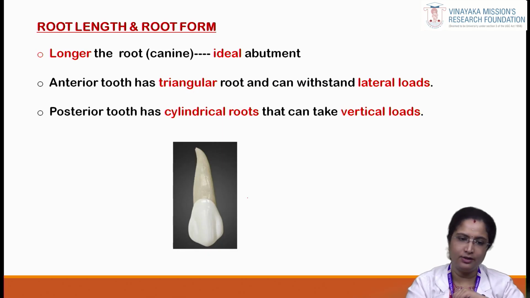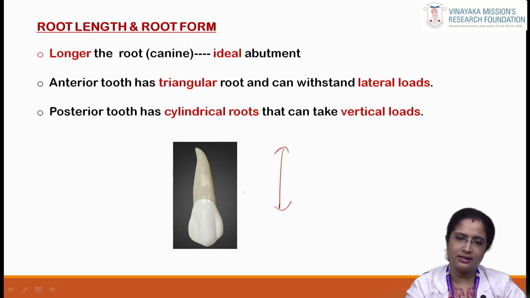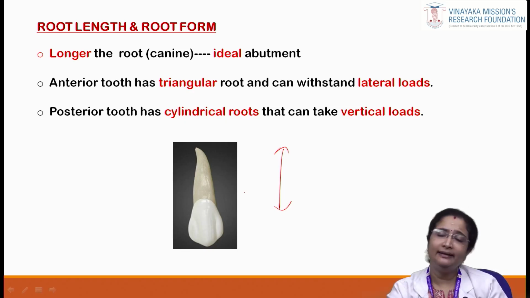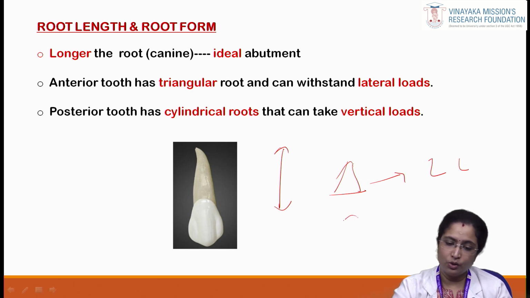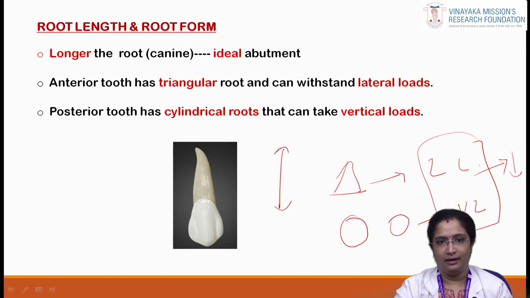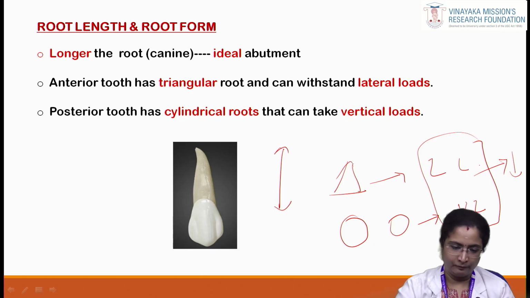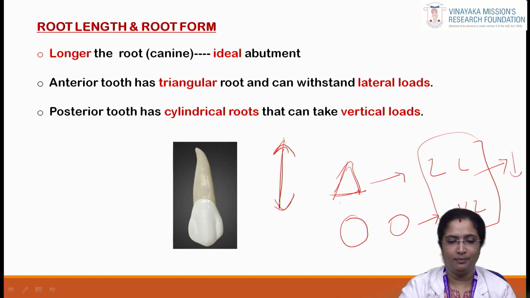Next important factor is the root length and root form. The longer the root, the larger the surface area, and the force distribution is going to be more. An anterior tooth with a triangular root configuration will take up the lateral loads, whereas a posterior tooth with a cylindrical root configuration will take up vertical load. So first we have to assess the occlusion and the load distribution, then we have to plan the FPD abutment selection. So basically, a longer root and a triangular root are favorable to take up loads.